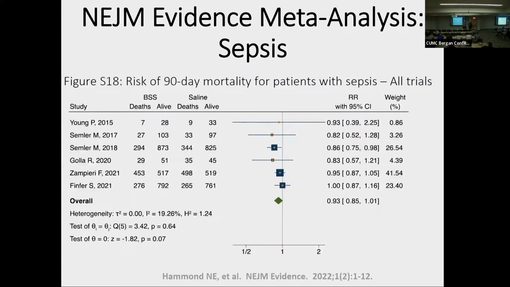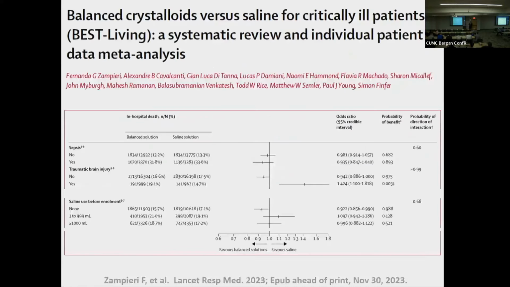So here it could be a 7% relative reduction in mortality, still crosses one, goes to 1.01. I'll show you the probability of benefit. It's again about 90%, but I'll show it to you in a couple slides. That first meta-analysis was just lumping everything together.